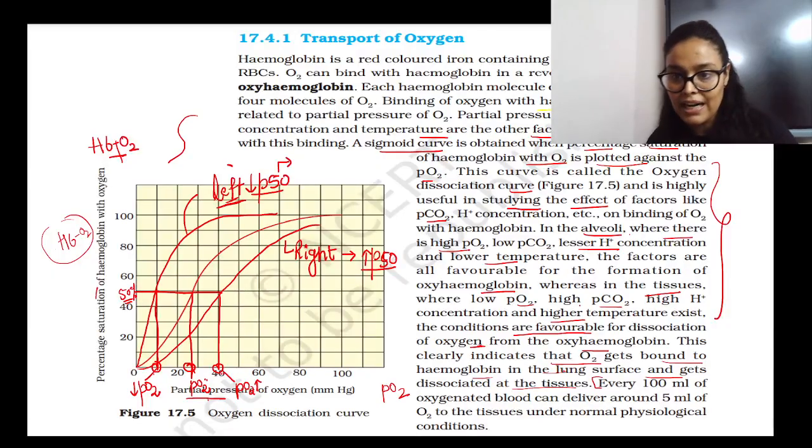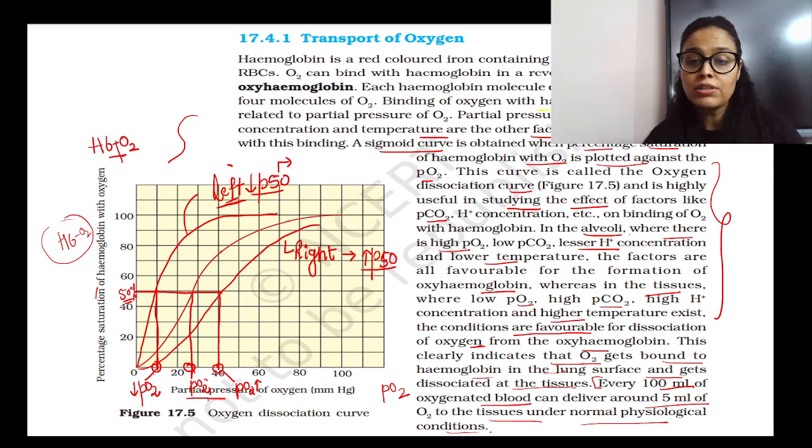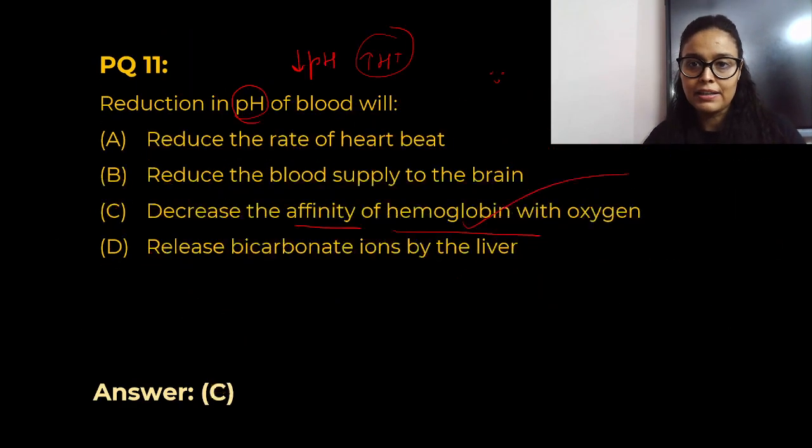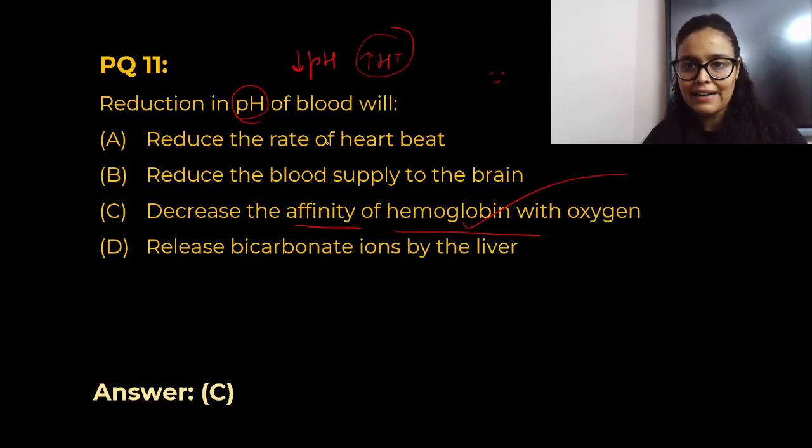And then what is written at the last, that every 100 ml of oxygenated blood can deliver around 5 ml of oxygen to the tissues under normal physiological conditions. So, you know what oxygenated blood is? Arteries carry the oxygenated blood, having a huge amount of oxygen. So suppose we are talking about 100 ml of oxygenated blood, right? Sorry, the blood carrying 100 ml oxygen.